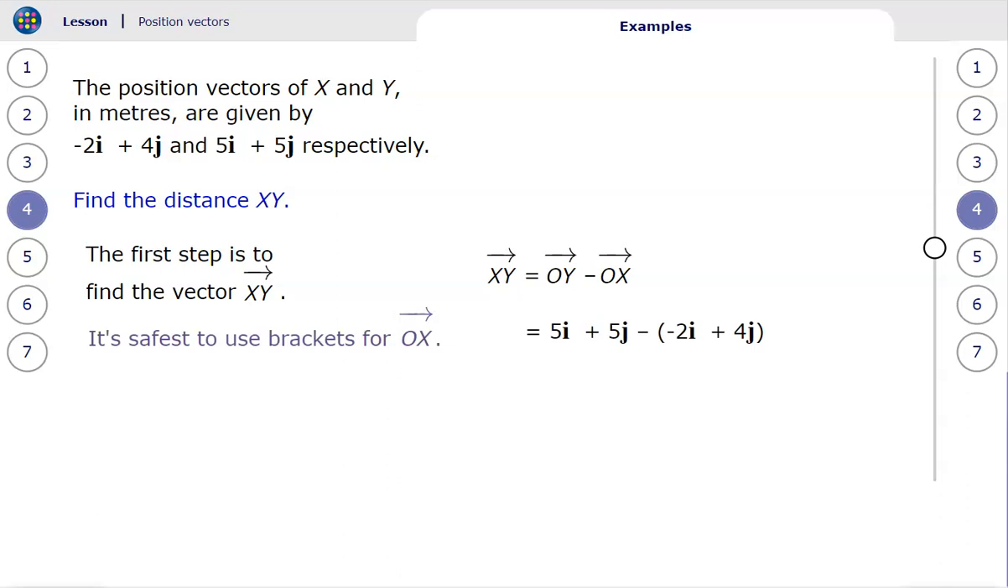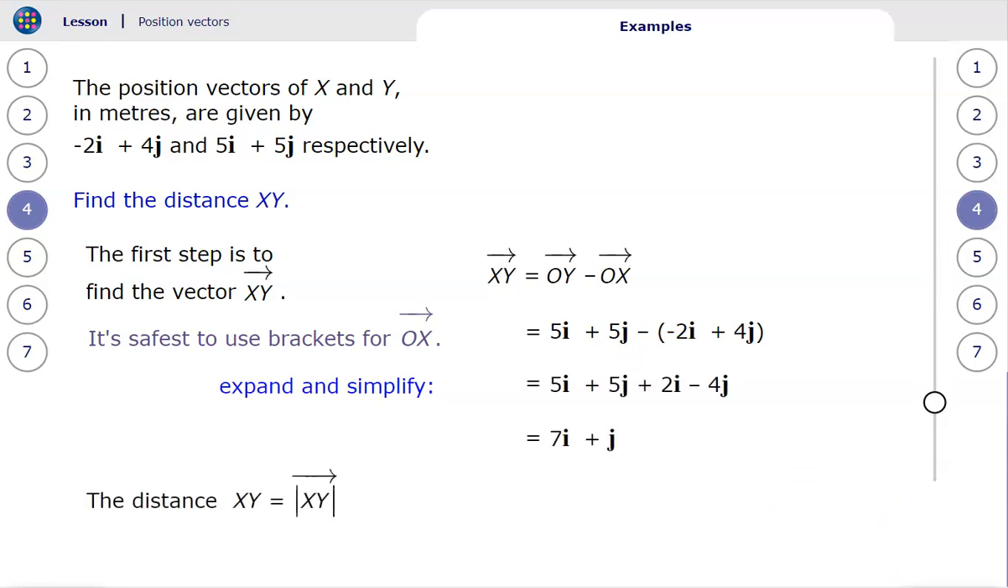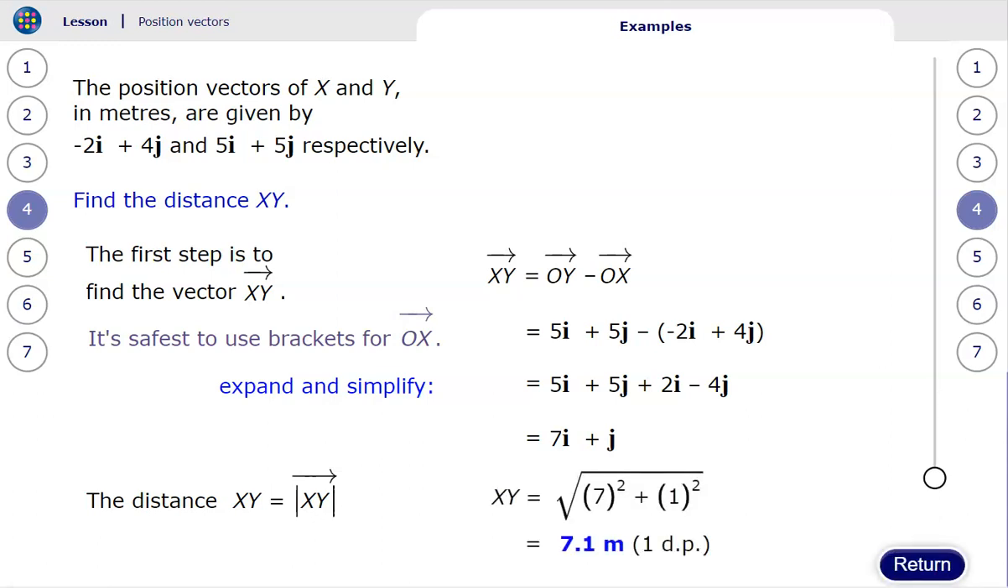So we just need to make sure that we use brackets around that second term, that OX term, because of the effect of the negatives on the elements inside the bracket. Expand that and simplify, and there we get the displacement vector xy. That's 7i plus j. All we have to do now is to find the magnitude of that, because magnitude is the distance between two points. And we're going to use Pythagoras there. We come up with our answer to 1 decimal place, 7.1 meters.